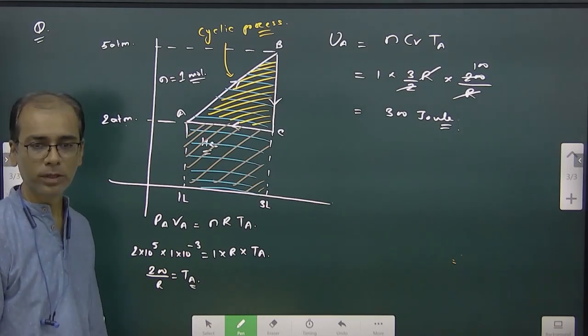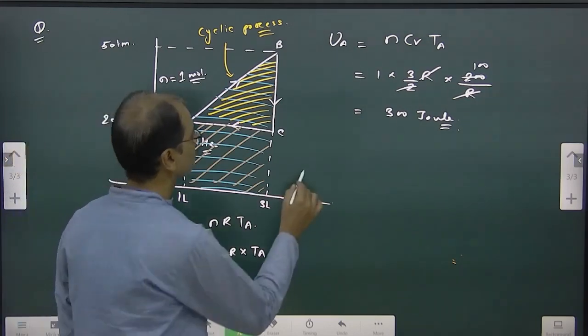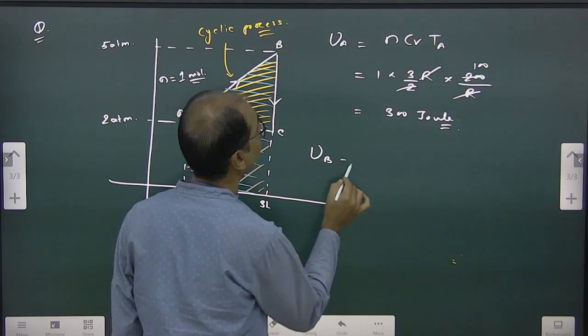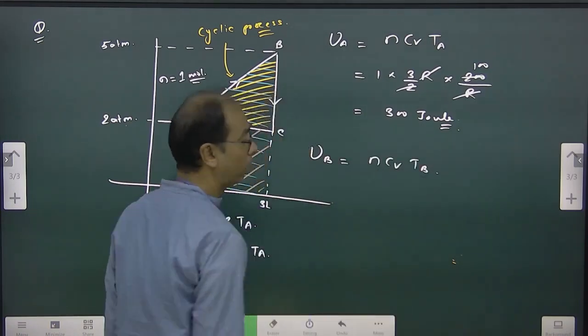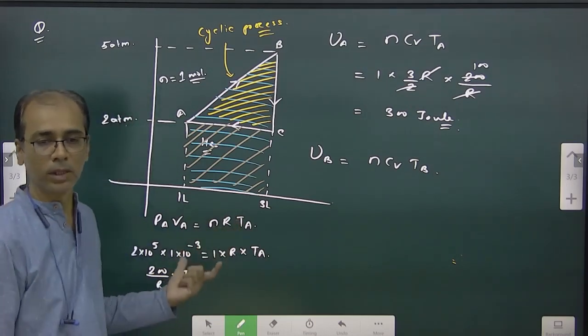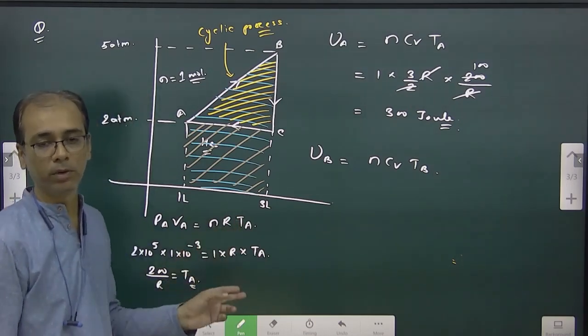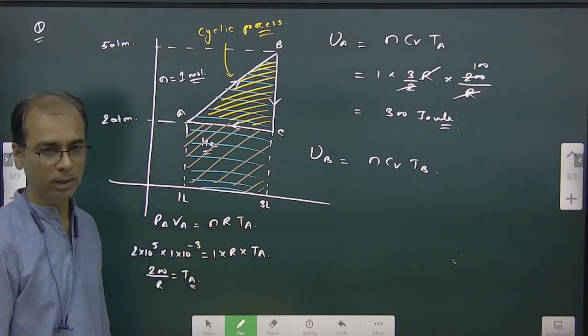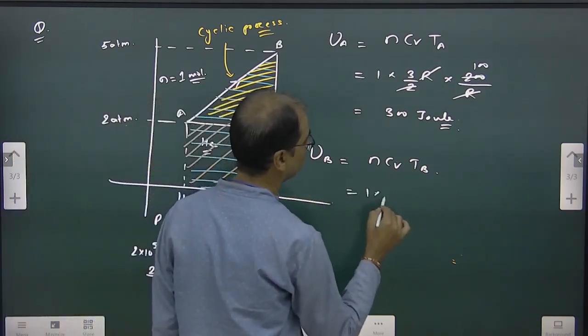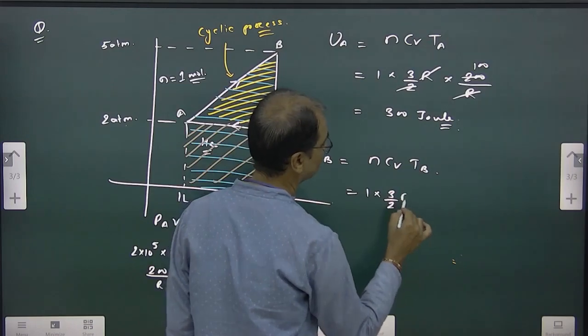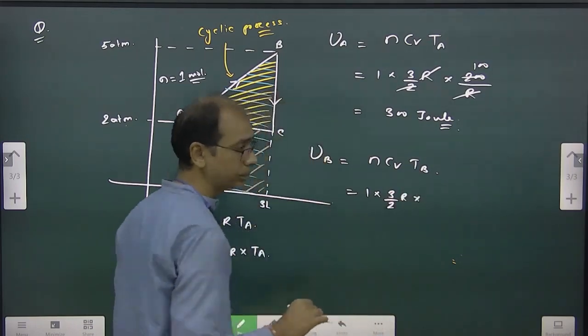Internal energy at B also we can find, right? So internal energy at B, in the same way, nCvTB. And how to find TB? Ideal gas equation. PBVB equal to nRTB, right? Okay, directly I am doing it. So this is 1, Cv is again 3 by 2 R, same gas. TB is what?